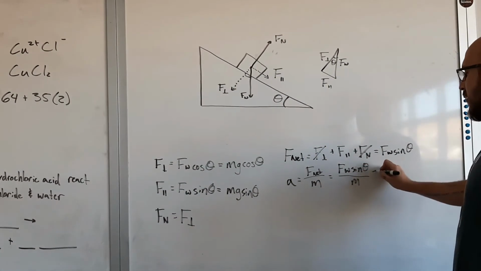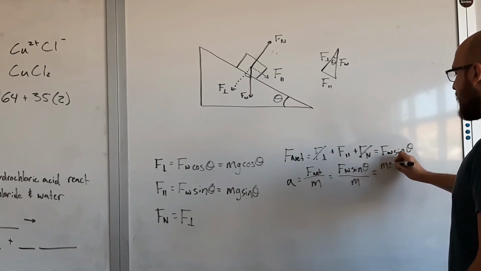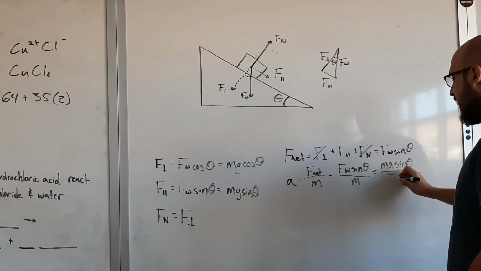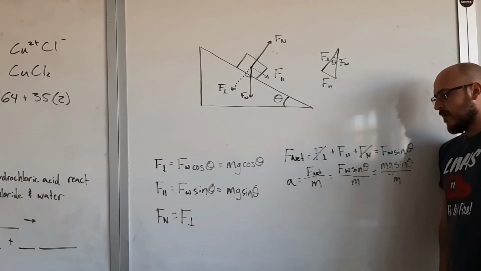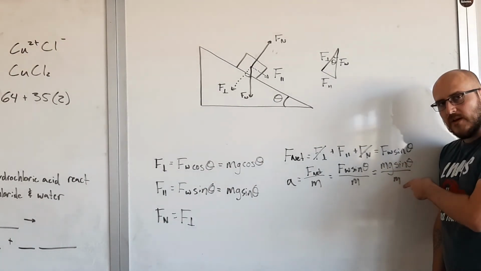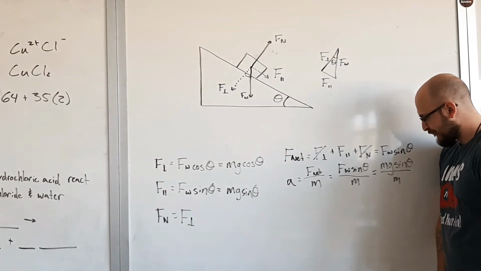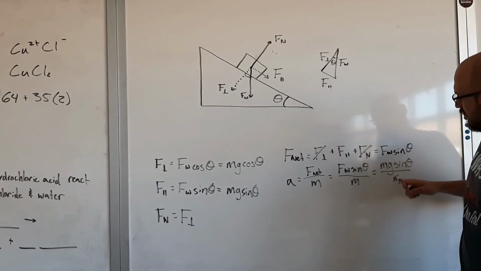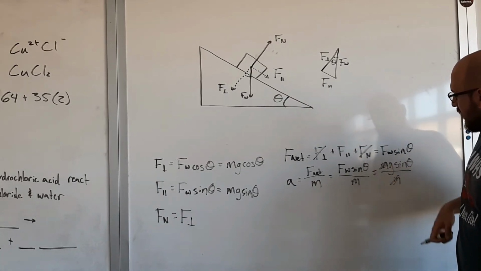We break this down a little bit further. That Fw, that's just your weight. Weight is mass times gravity times the sine of our angle. We still got that divided by m underneath there. We got m on top, we got m on bottom. Huh. That cancels out. It's all gone.